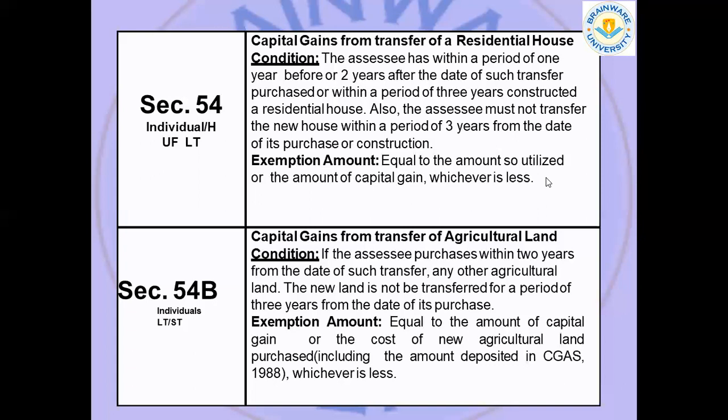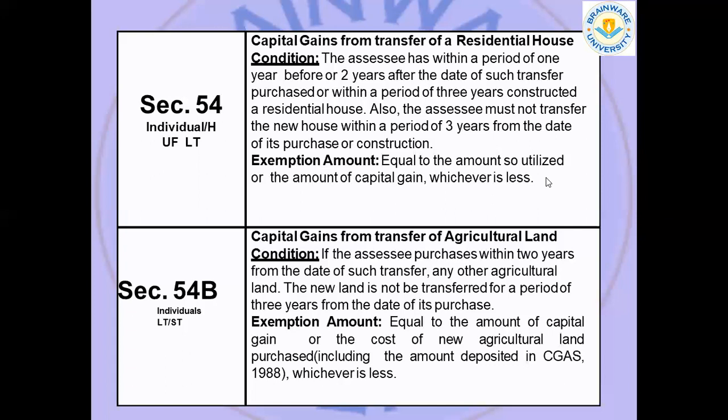So from there, we will start the deductions. The first option is that the capital gain arises and you deposit that amount in CGDA, and you are going to buy a residential house. Now look at the condition. The assessee has, within a period of 1 year before or 2 years after the date of such transfer, purchased, or within a period of 3 years constructed, a residential house.